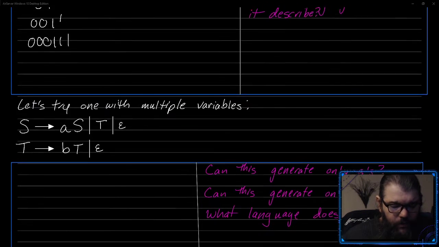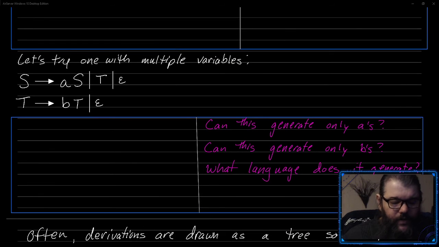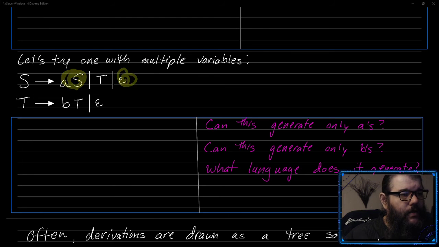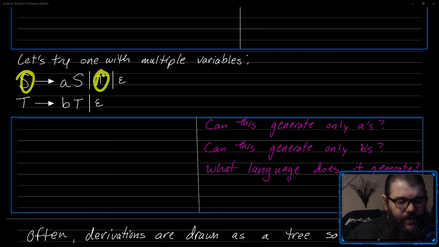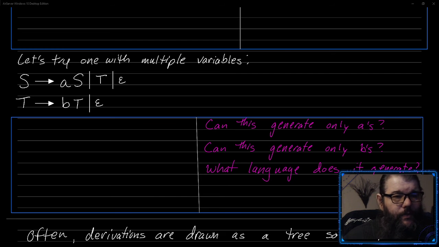Let's try a grammar with multiple variables, and we'll have some questions here. So go ahead and generate some strings from this particular language and tell me what you get. Maybe answer some of these questions along the way. I'll pause, come back. Can this generate only A's? Your answer should have been yes, and part of the reason for that is I can generate a bunch of A's using this, and then I can terminate the S with an epsilon, which ends my production. Can I generate only B's? The answer is yes. I can start off by replacing my S with T, and then generate B's until I'm done, and I get an epsilon to end my production.